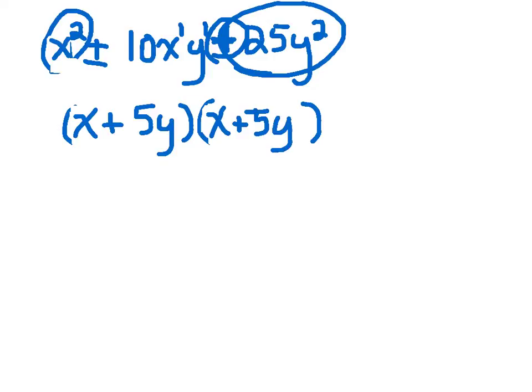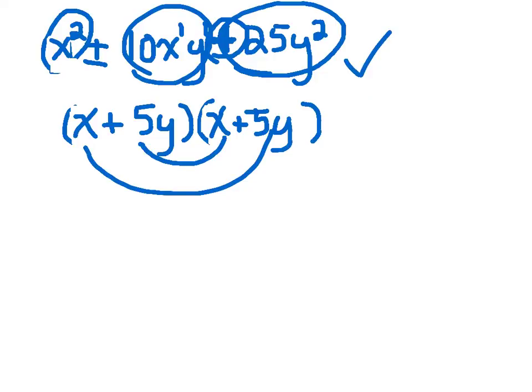Once I do that, now I just need to check the O and the I and find out, do they add up to 10xy? And yes, they do. So this is a perfect square trinomial, and this is how you factor it. Notice, this is exactly ax squared plus bx plus c, where c is positive, because my coefficient is 1. It's a little bit harder when the coefficient isn't 1.